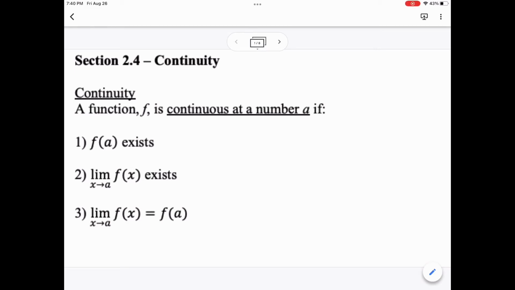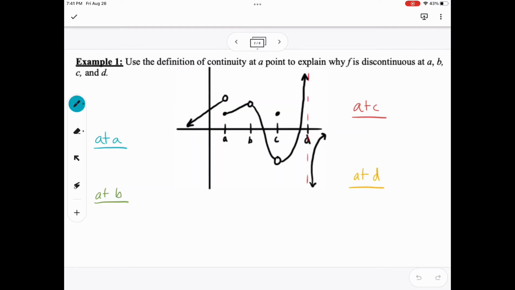Today's lesson is over section 2.4 about continuity. Continuity has three requirements to be able to say a function is continuous. If you're looking at one spot on the function, for it to be continuous, your function needs to be defined there, so there is a value there. Your limit from both sides needs to be approaching a value, so the limit must exist. And then your limit and the definition of that function should be equal to one another.